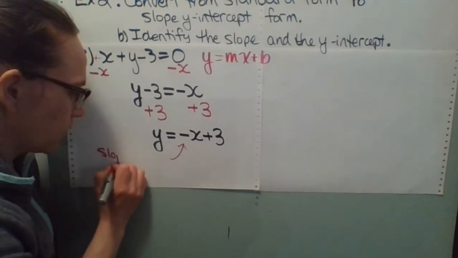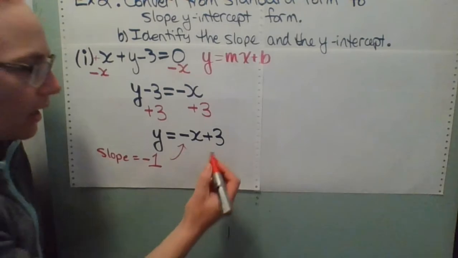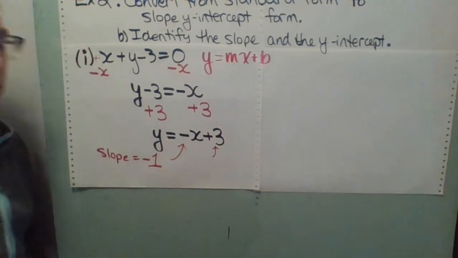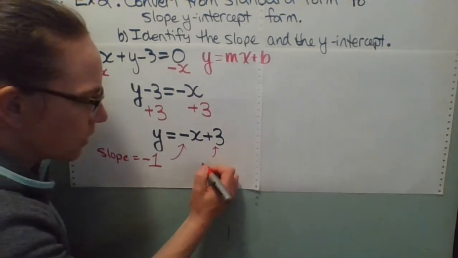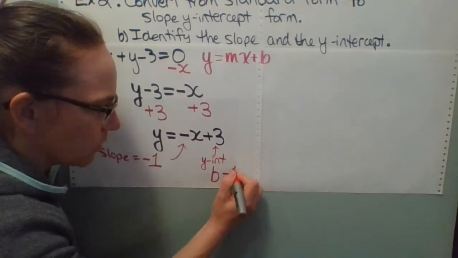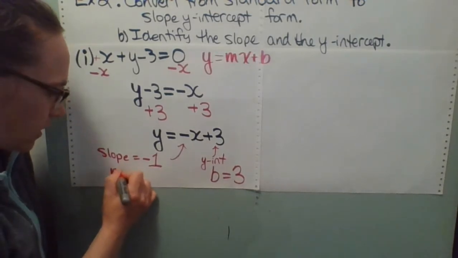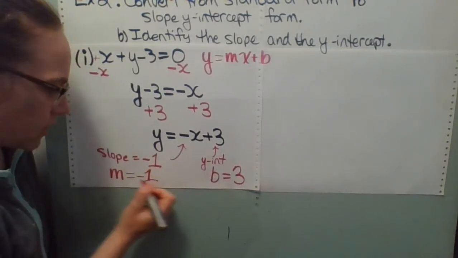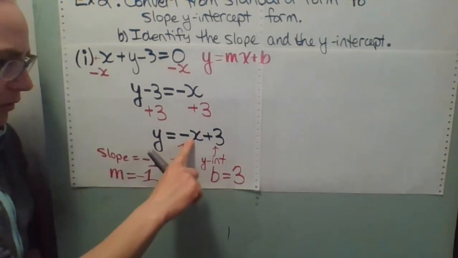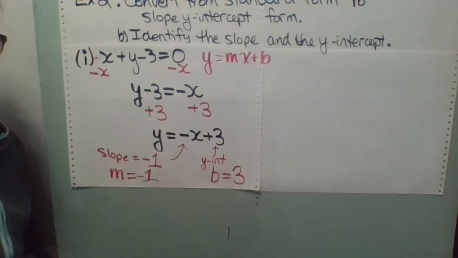So slope is going to be negative 1. And our y-intercept is the number that's not on the x. So there's my y-intercept. So my b value would be 3. And don't forget, slope is our m value. So there you have it. y equals mx plus b.